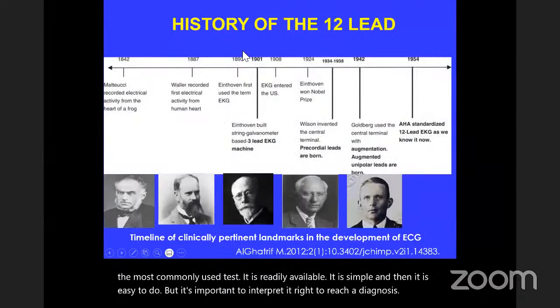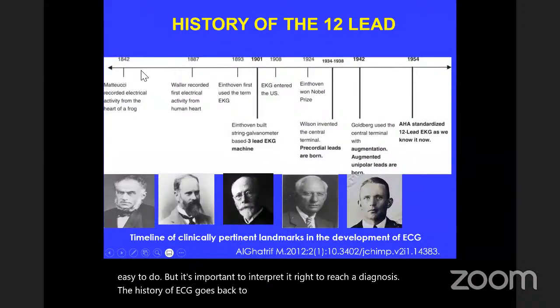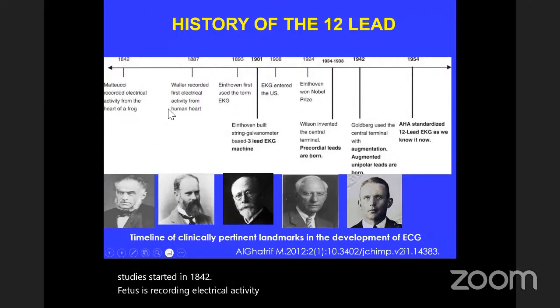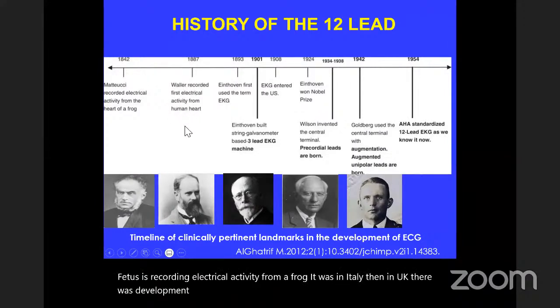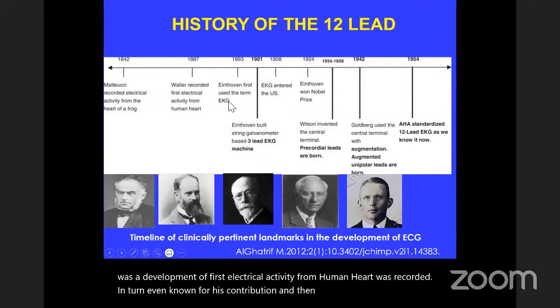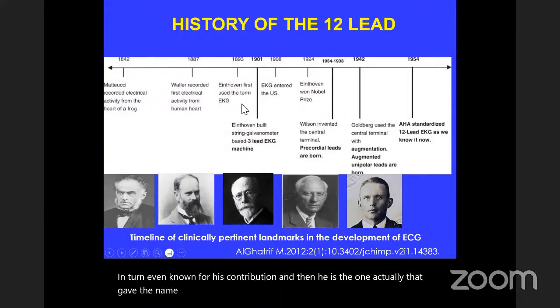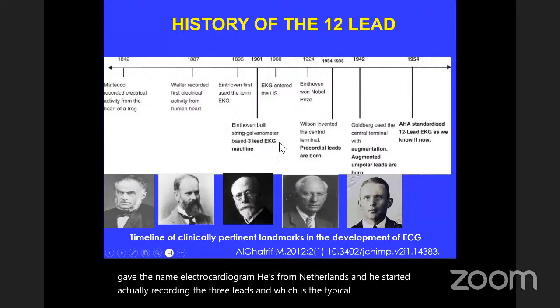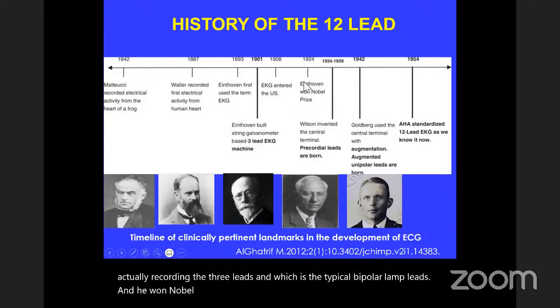The history of ECG goes back to the 1600s and 1700s, but the most landmark studies started in 1842. First was recording electrical activity from a frog, in Italy. Then in the UK, the first electrical activity from a human heart was recorded. Einthoven, well known for his contribution, is the one who gave the name electrocardiogram. He is from the Netherlands, and he started recording the 3 leads, which are the typical bipolar limb leads. He won the Nobel Prize for that work in 1924.